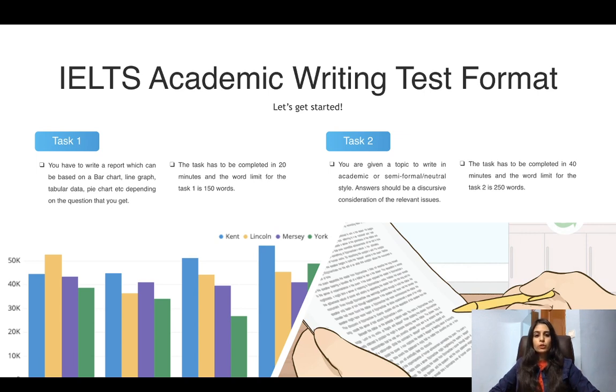And then coming to task 2, this is exactly the same as task 2 in your GT test, so I think I should not be repeating myself. Similarly, in this one also you'll be given an essay question. You have to answer that essay question in 250 words, and the time limit remains the same. It's 40 minutes, and the entire writing test has to be completed in 1 hour.